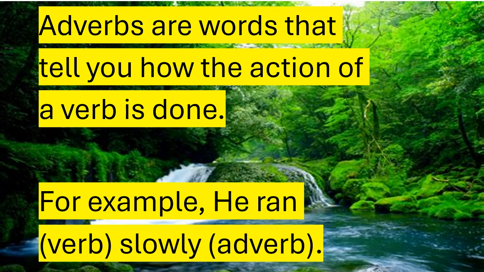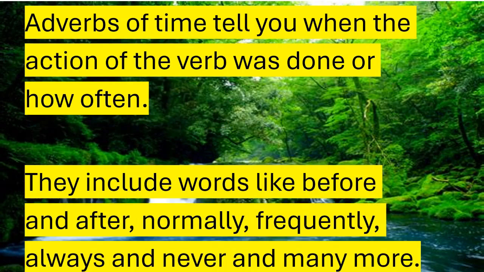Adverbs are words that tell you how the action of the verb is done. For example, he ran is the verb, slowly is the adverb. It tells you the way that he ran. Adverbs of time tell you when the action of the verb was done, or maybe how often. They include words like before and after, normally, frequently, always, and never, and many more.